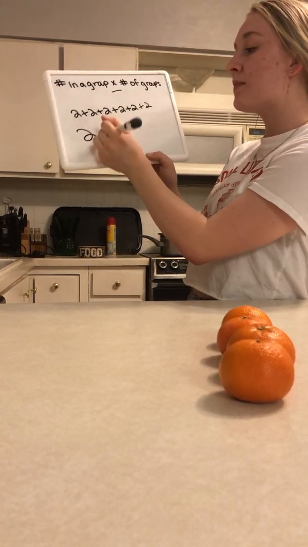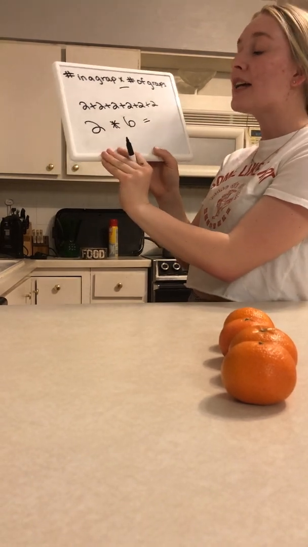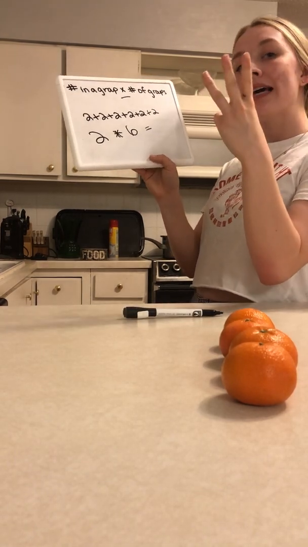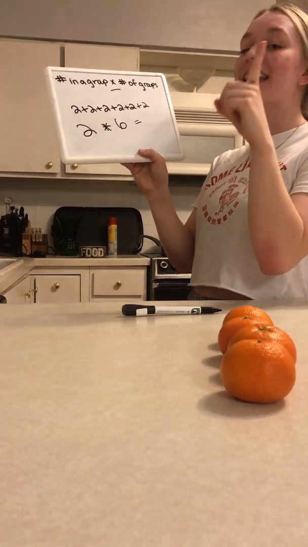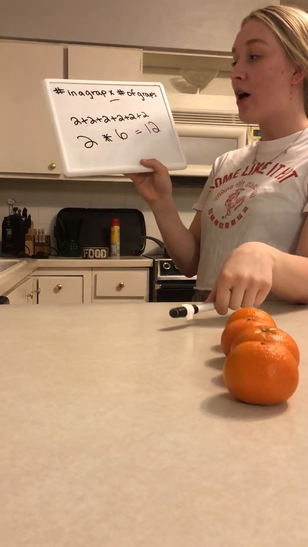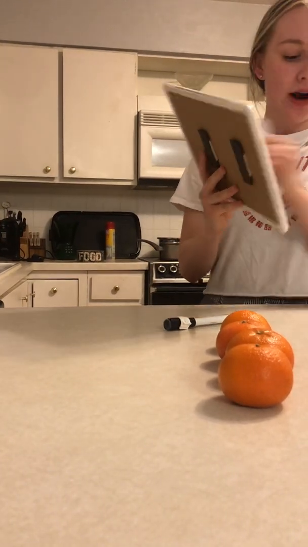So our equation is 2 times 6. And to find out our answer, we can do that by multiples of 2. 2, 4, 6, 8, 10, 12. So our answer to 2 times 6 equals 12. Now we will move on to a couple of different practice problems.